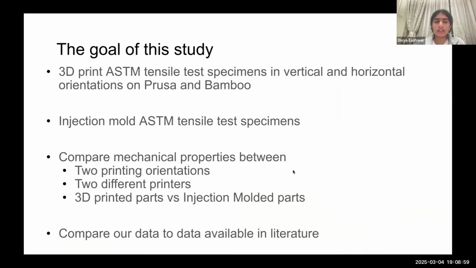So the goal of the study is to 3D print ASTM tensile test specimens in both the vertical and horizontal orientations in the Prusa and Bambu 3D printers. And we also want to injection mold ASTM tensile test specimens. Then we'd be comparing the mechanical properties between the two orientations and the two different printers. And then we'd be comparing the mechanical properties between the 3D printed tensile dog bones and injection molded parts. And then lastly, we'd be comparing our data to data already available in our literature search.